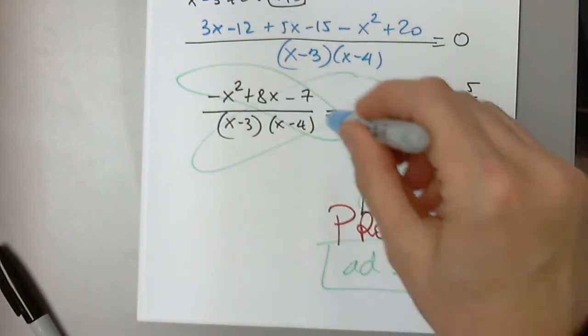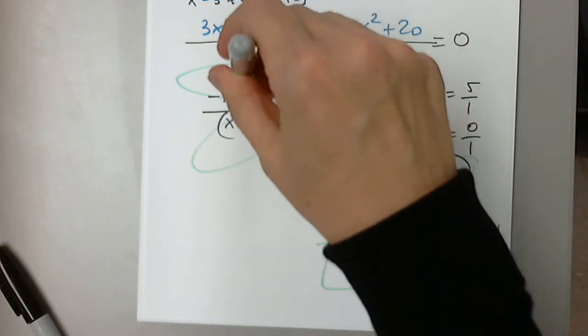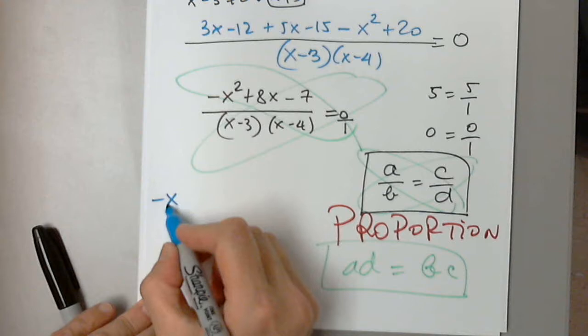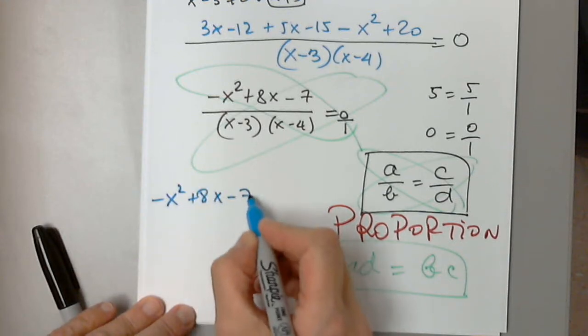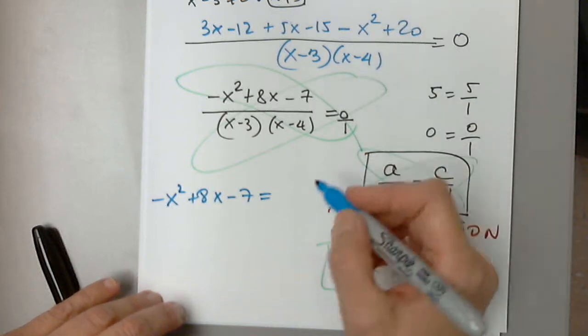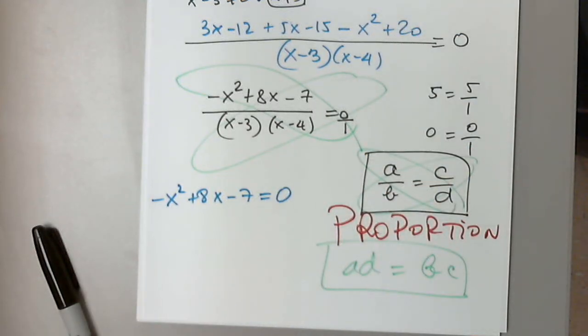So this times 1. Top times 1. What is it? Negative x squared plus 8x minus 7 equals this times 0. 0. Indeed. Every now and then I get a question from my students saying, wait a minute, where did the denominator go? Nowhere. We cross multiply. And the denominator times 0 is 0. Right?